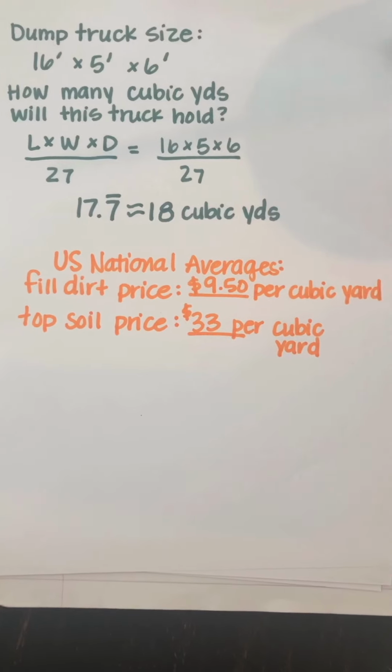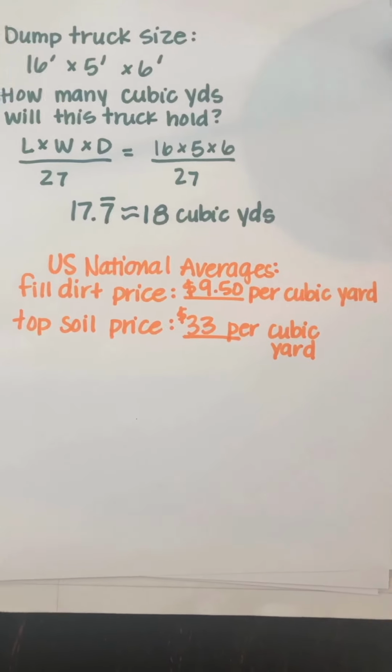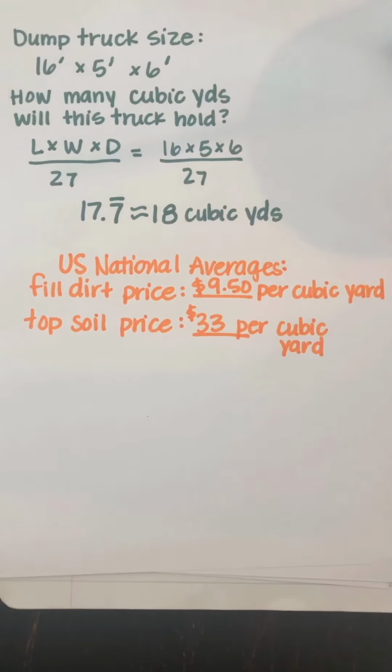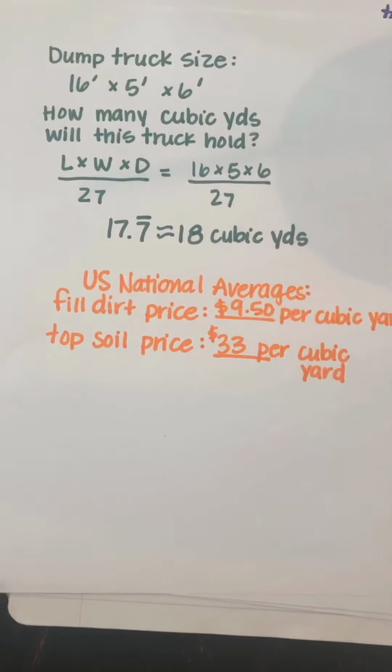Topsoil is the more rich, dark colored soil. It grows grass better, it grows in gardens. It's a richer soil, but it's obviously way more expensive.